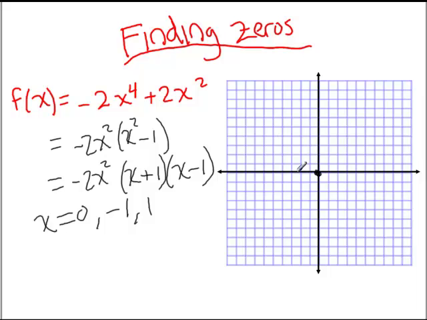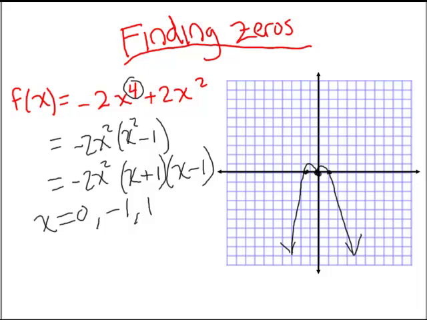Negative 1 and 1. And we see that it's an even power, so it's going to go the same way both ways. And since it's negative, we know it's falling. So it must look something like this. It's got to touch those 3 zeros. It's got to fall both ways because it's even and it's negative.